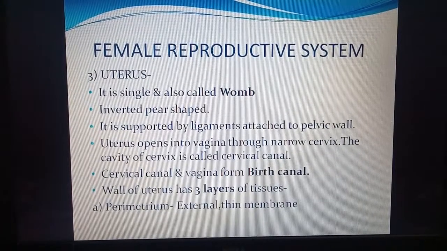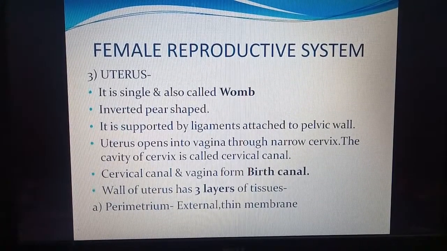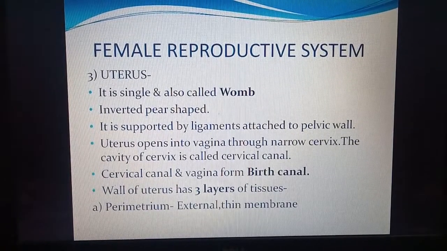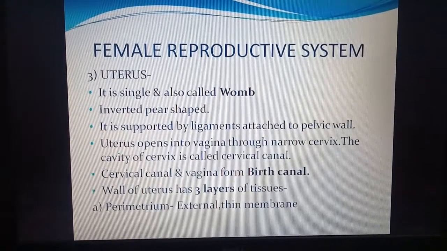The cavity of the cervix is also called the cervical canal. Now the cervical canal and vagina form the birth canal. The uterus has three layers. This we just saw. Perimetrium is the external and thin membrane.